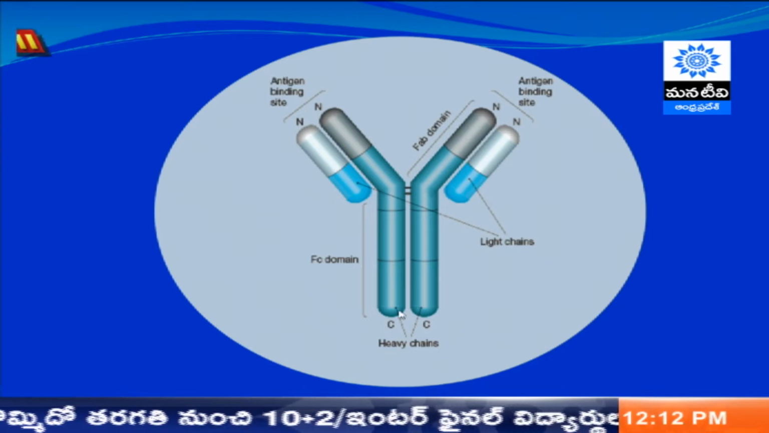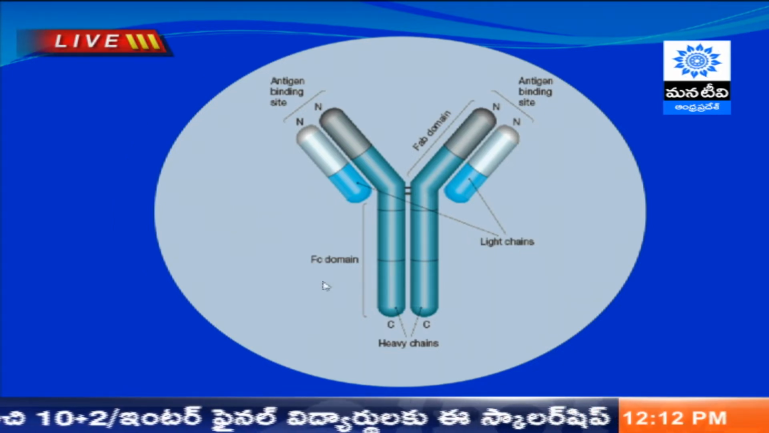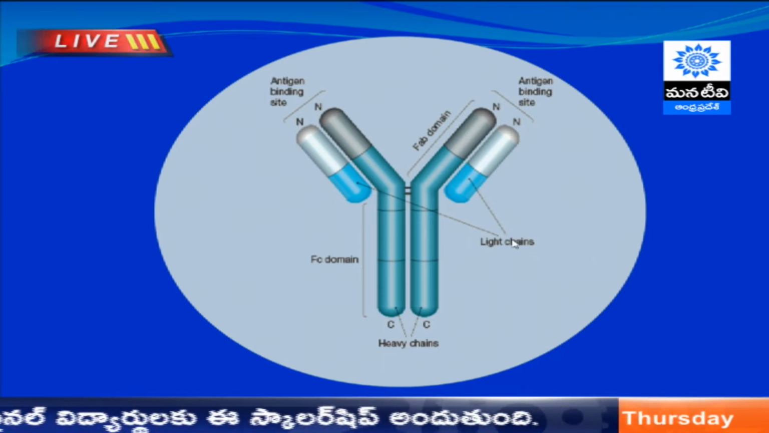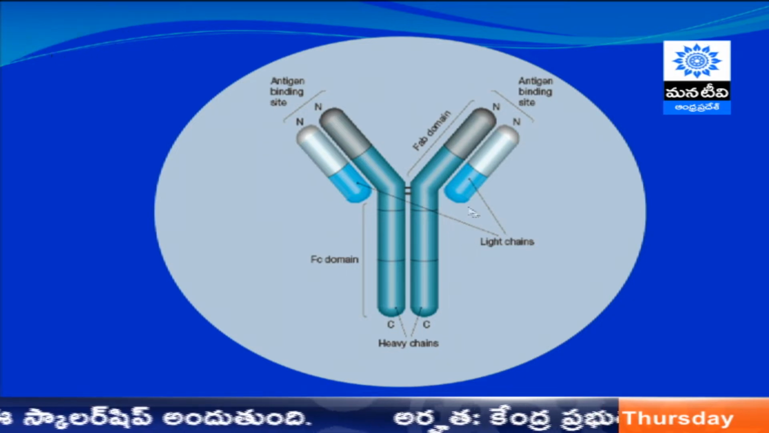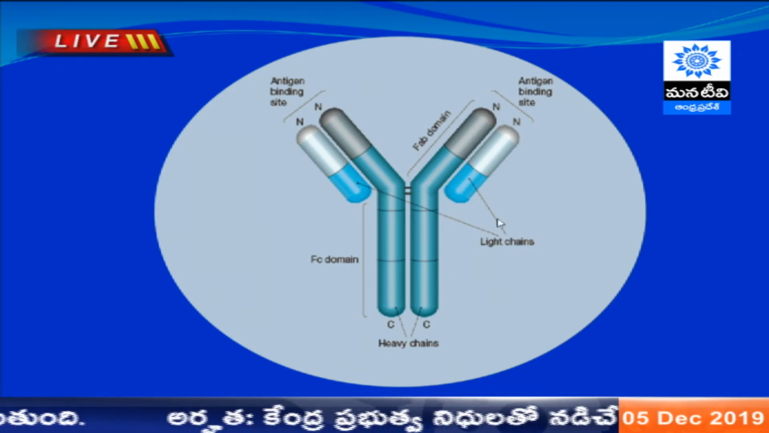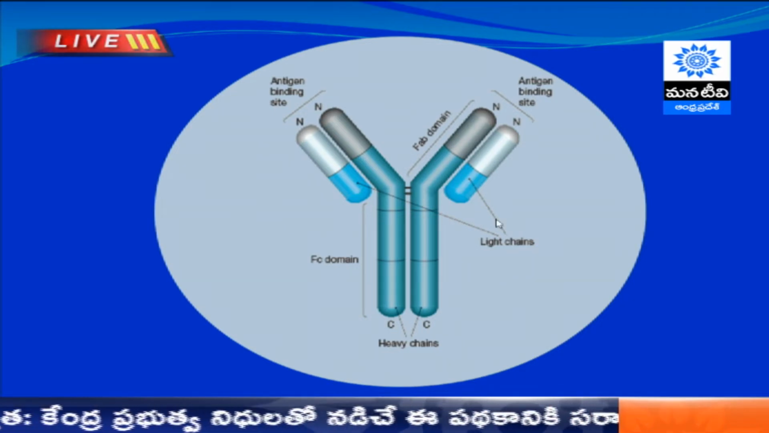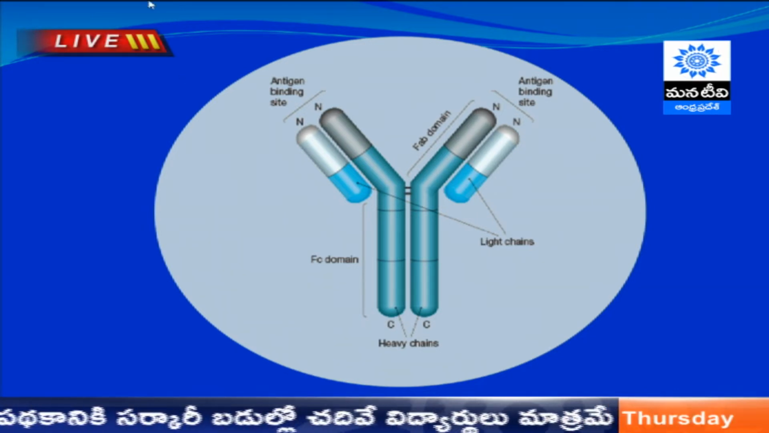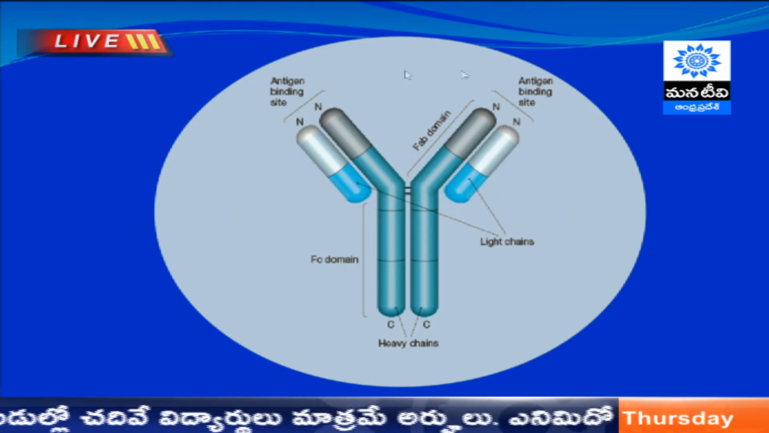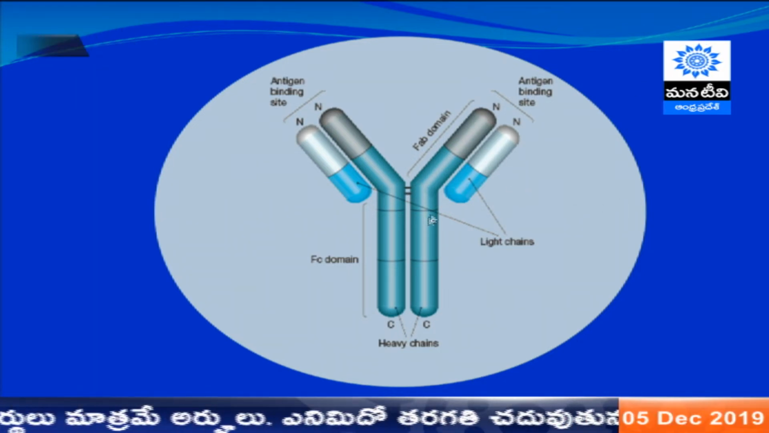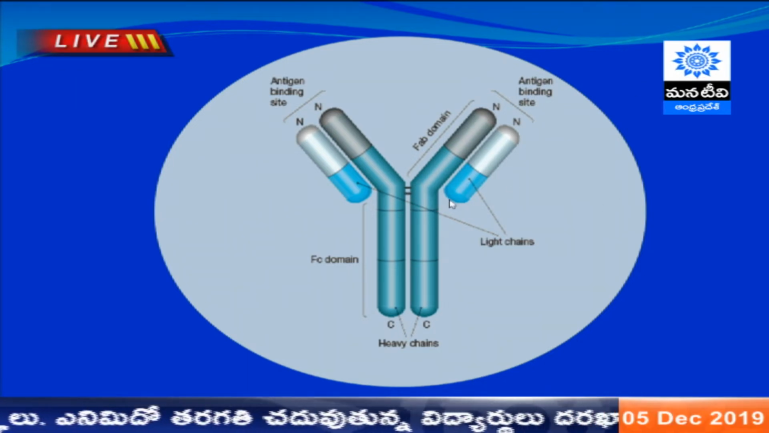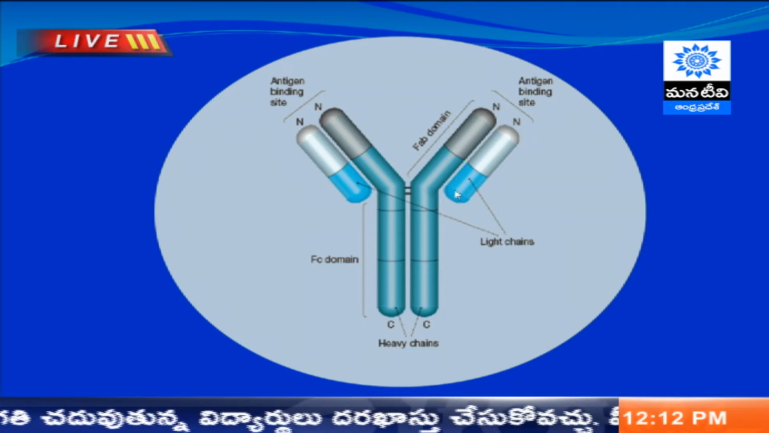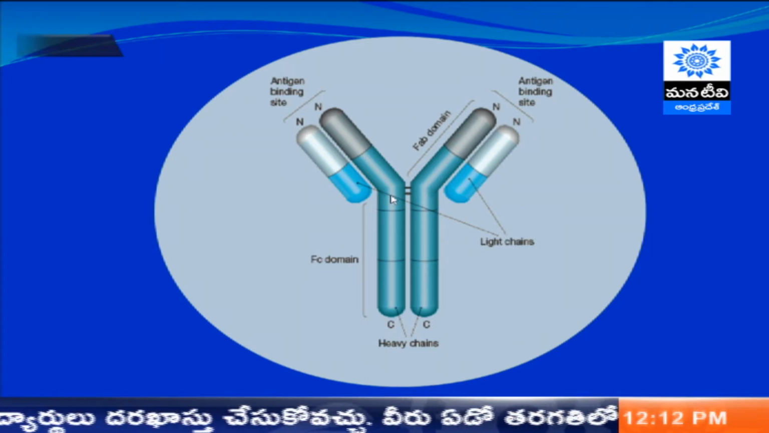Here you can see the structure on the screen. This is the FAB region and this is the FC region. This region will help to bind the antibody to the antigenic determinant site, that is the epitope. Here you can see the variable region of the heavy chains and the constant region. This is the hinge region. Here the chains are bound by disulphide linkages.